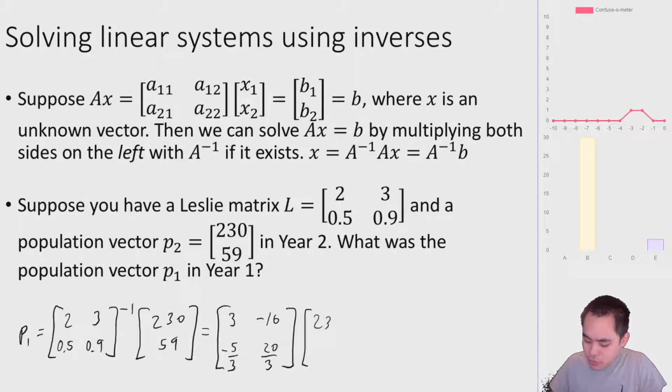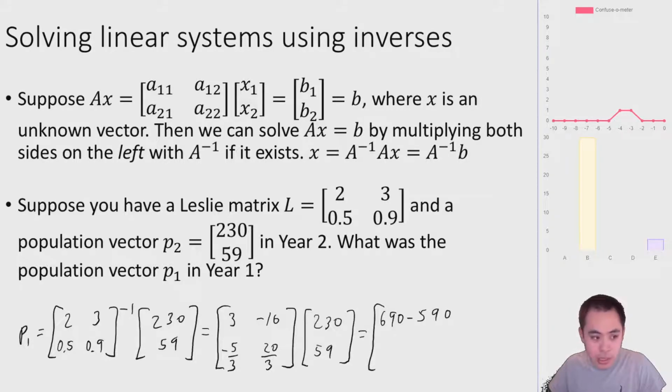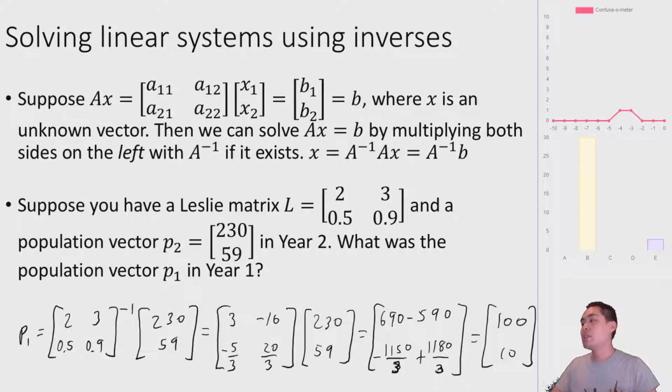times 230, 59. With a little bit of multiplication, 3 times 230 is 690 minus 590. And down on the bottom you have minus 1150 over 3 plus 1180 over 3. The math gets a little bit hairy, but this ends up giving you 110, which was the population vector in year 1. So once you have the matrix inverse, you can solve these systems of equations by just multiplying, which is why this is super powerful.